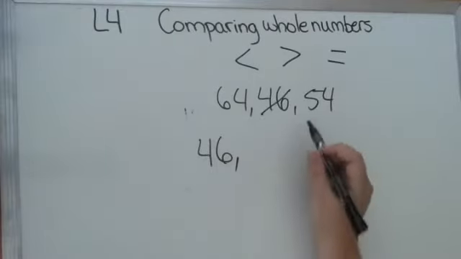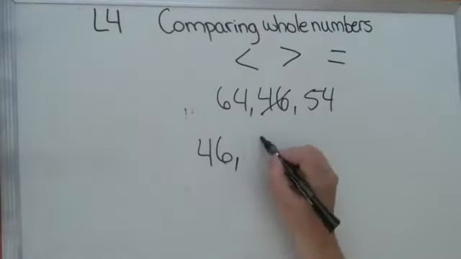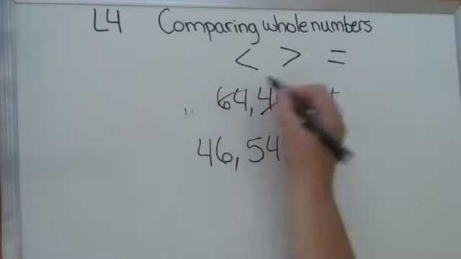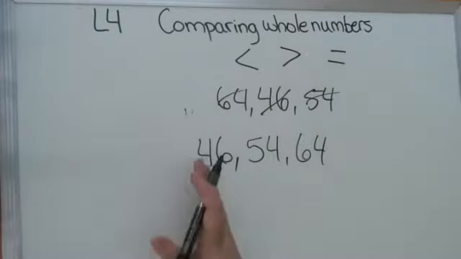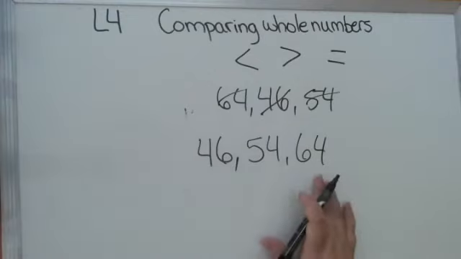I can take that out. And again, looking at the tens column, we got 5 and 6, which means 5 is the next smallest and 6 is my last one. I've now used all three numbers and it is listed least to greatest because the smallest number is 46, the largest number is 64.